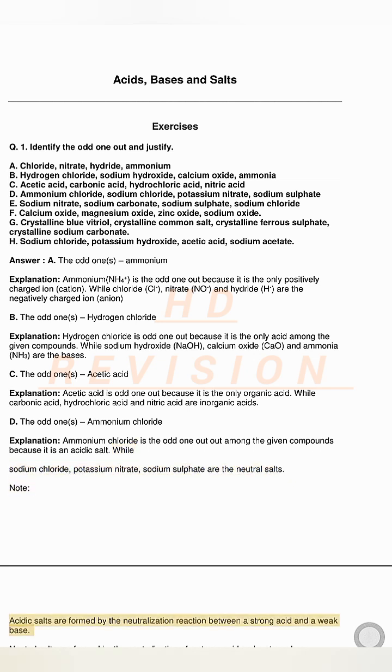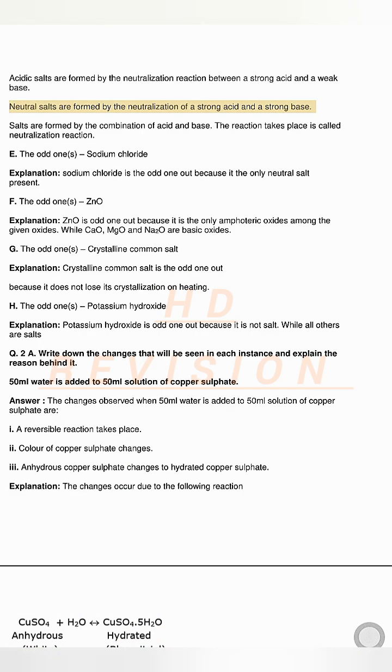Note: acidic salts are formed by the neutralization reaction between a strong acid and a weak base. Neutral salts are formed by the neutralization of a strong acid and a strong base. Salts are formed by the combination of acid and base. The reaction that takes place is called a neutralization reaction.